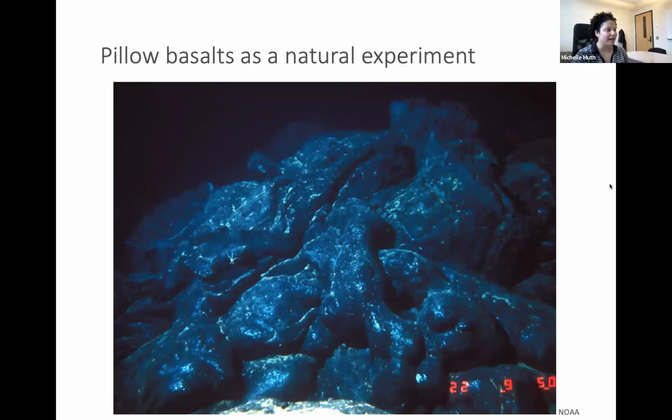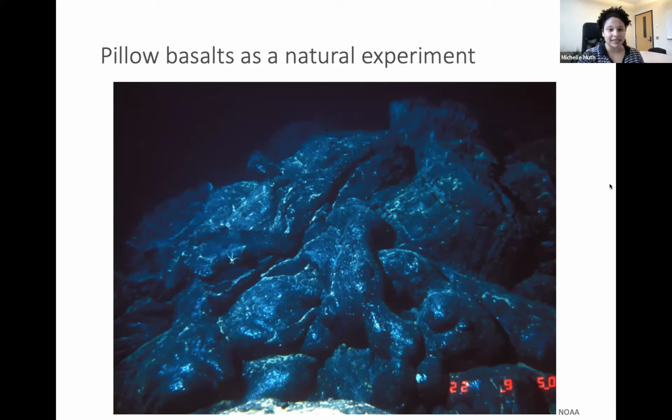So we have our question, and now we need a means to test our question. Turns out that sulfur is fairly difficult to work with experimentally, and so it's really kind of tricky to test this question. What we're going to do to tackle it is use nature as an experiment for us. So we're going to go back to thinking about these pillow basalts that erupt on the sea floor and use them as a natural experiment.